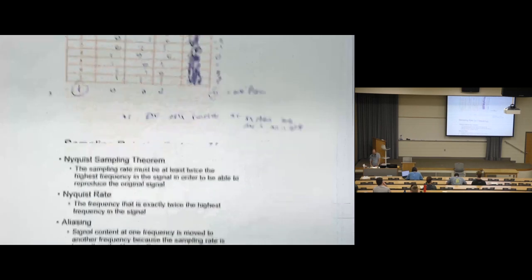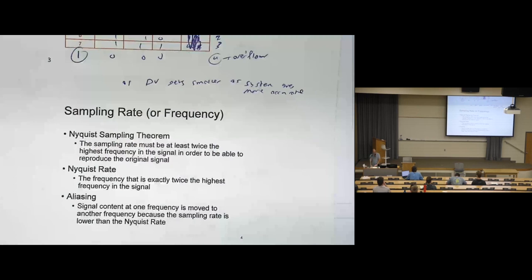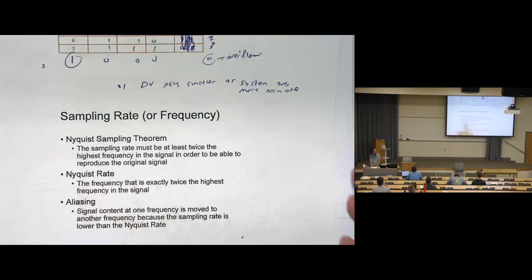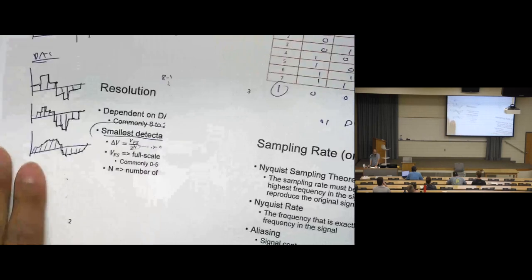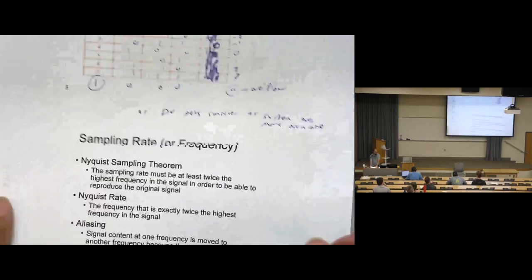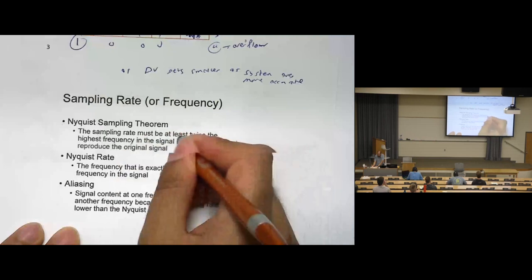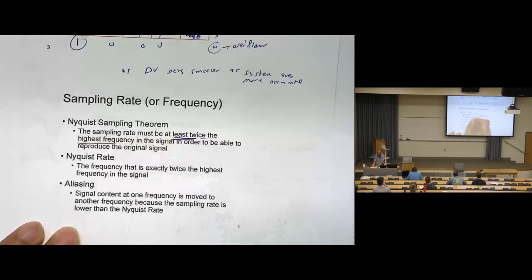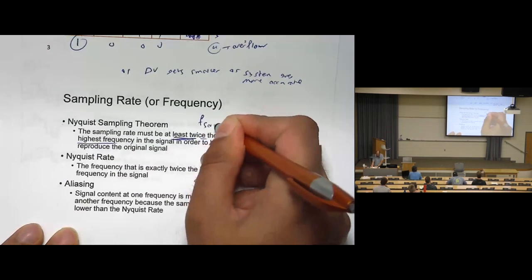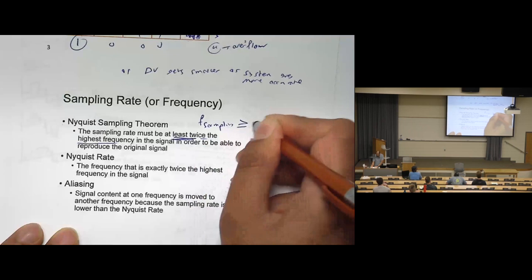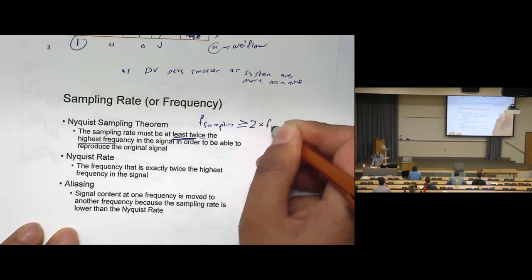Now I want to discuss the sampling rate. I already discussed the sampling rate before. Like I said, as much as we increase the number of samples, the better the performance. Let's look at something called Nyquist sampling. The Nyquist sampling theorem says that the sampling rate must be at least twice the highest frequency. So F sampling should be larger than 2 times F highest.